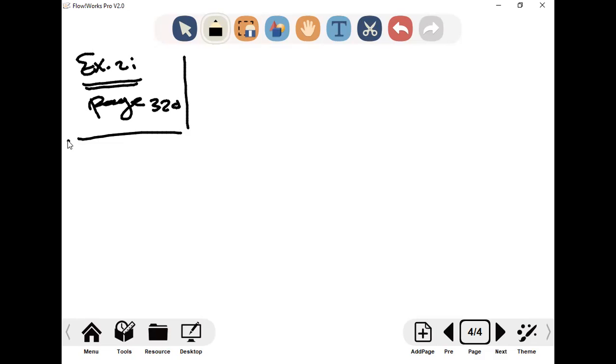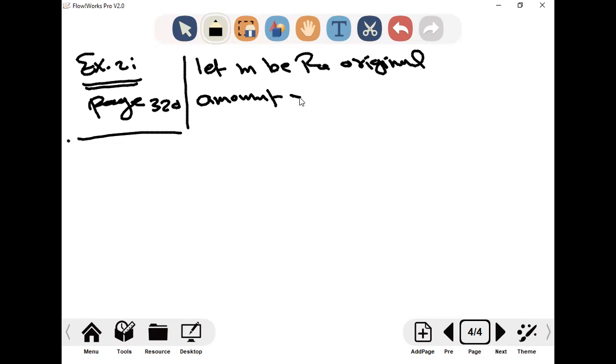Write and solve an equation to find the amount of money each boy received, the original amount. Okay, so let m be the original amount of what?